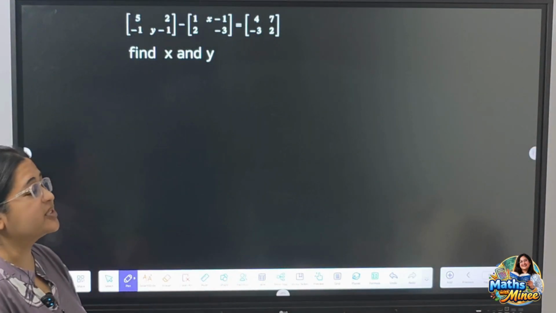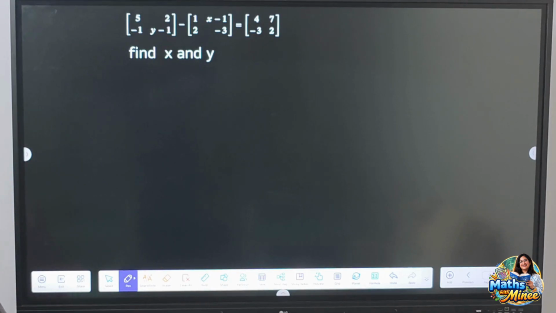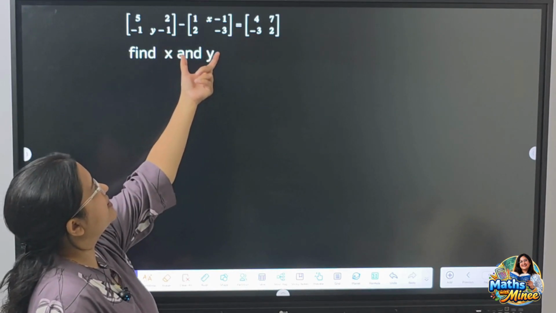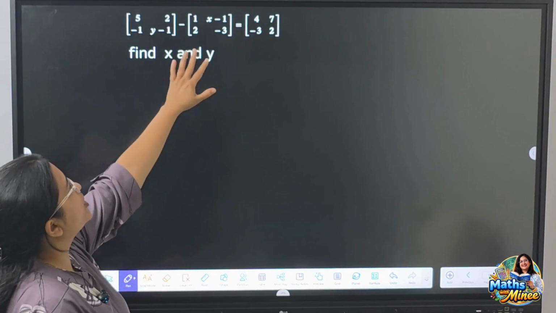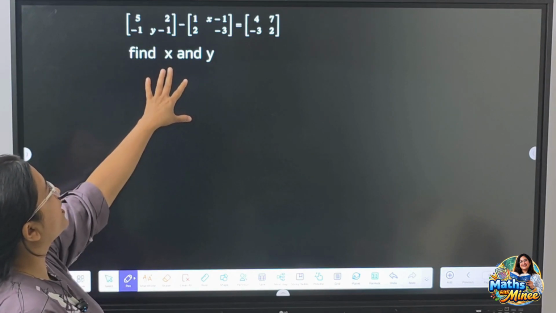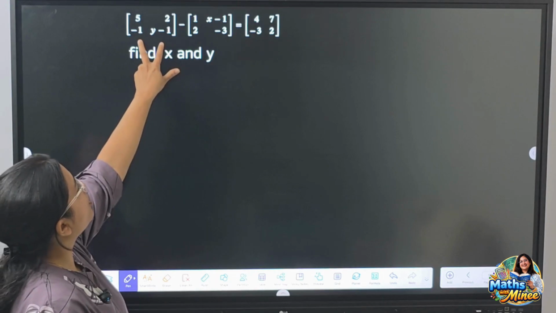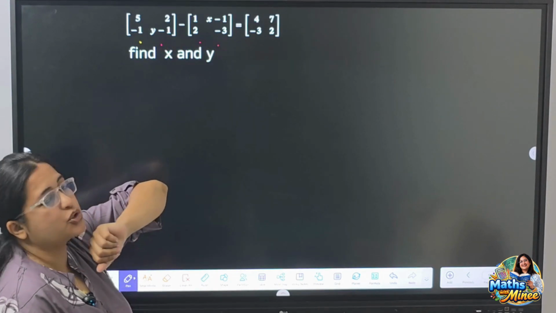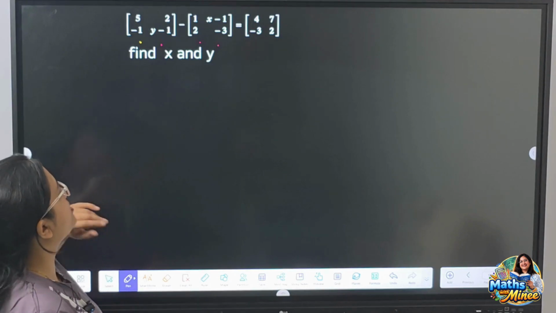Let us look at a few sums. If you are given two matrices, you have to subtract them and find the values of x and y. Now if you look at the question, the matrices are of the same order, that is 2 by 2. So subtraction is possible.